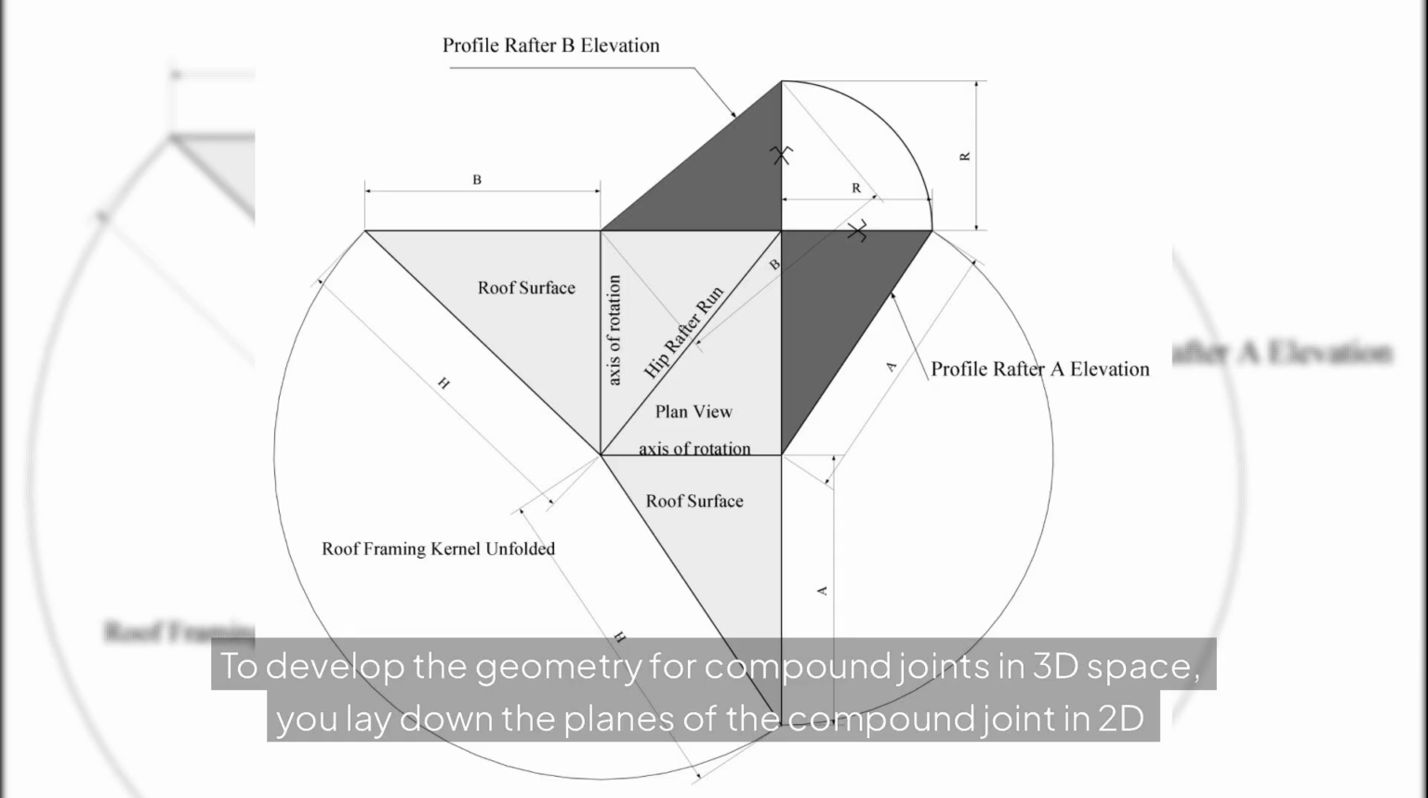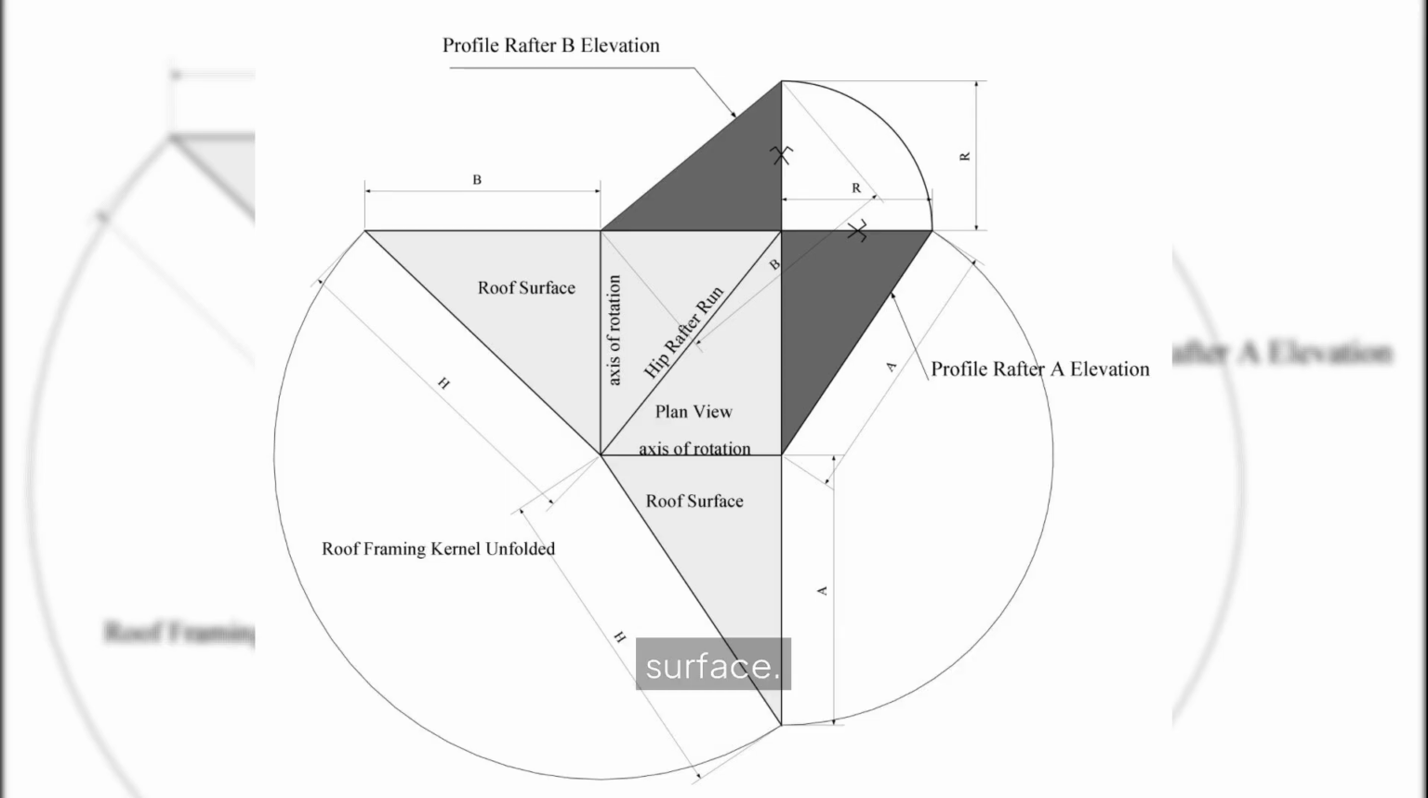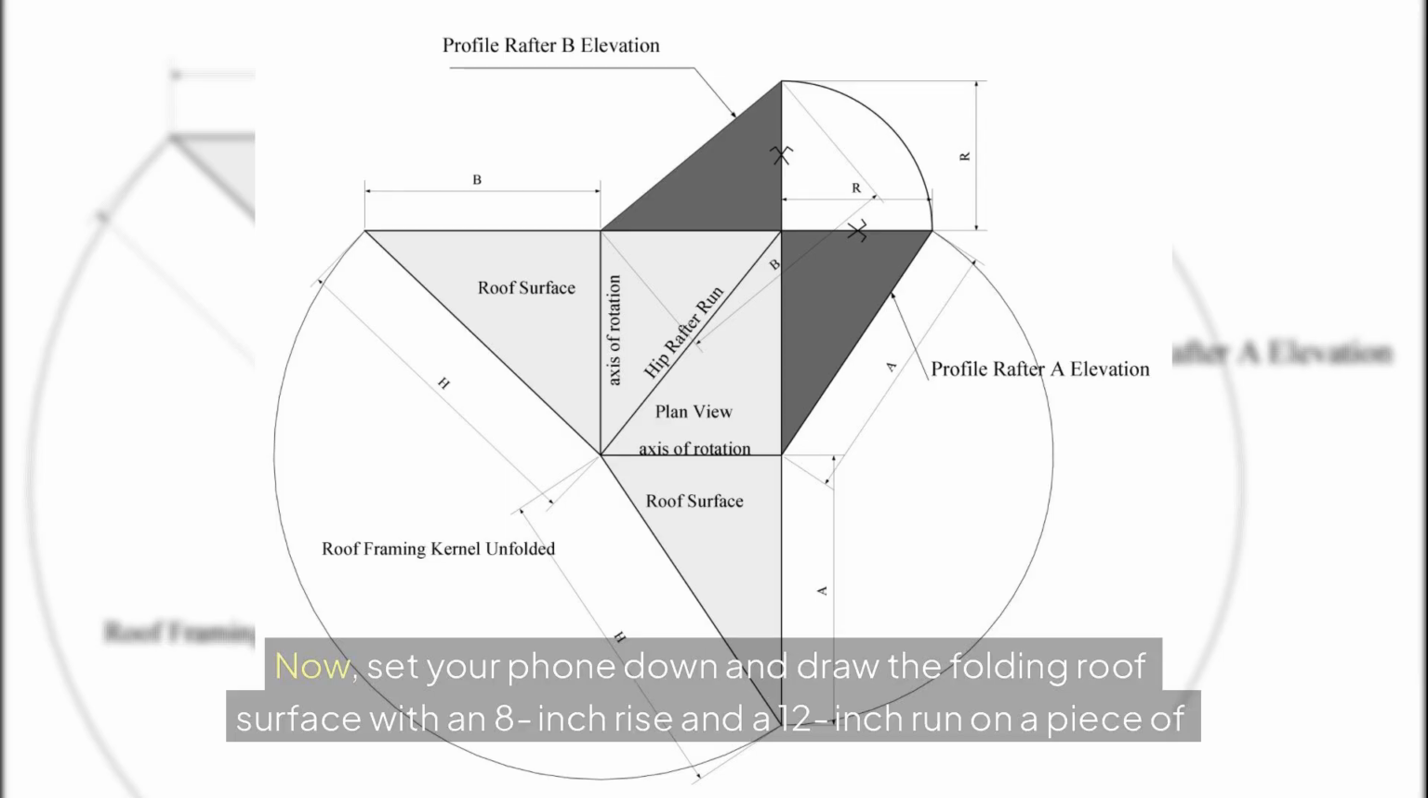To develop the geometry for compound joints in 3D space, you lay down the planes of the compound joint in 2D space. You will also fold down planes, such as the roof surface plane, to develop compound joints on the roof surface. Now set your phone down and draw the folding roof surface with an 8-inch rise and a 12-inch run on a piece of plywood.